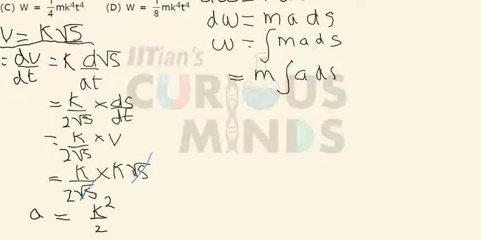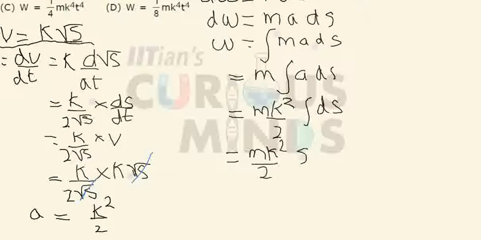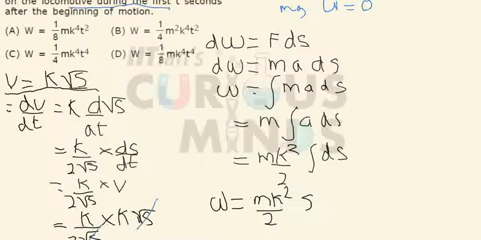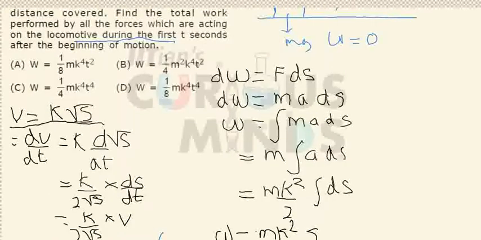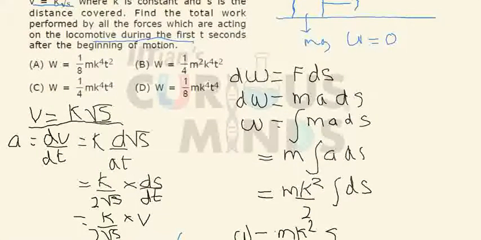Let me substitute the value over here. It will be equal to m k square divided by 2 into the integration of ds. So basically m k square divided by 2 into s will be the answer. But we want the answer in terms of time. So how will I get this part in terms of time?